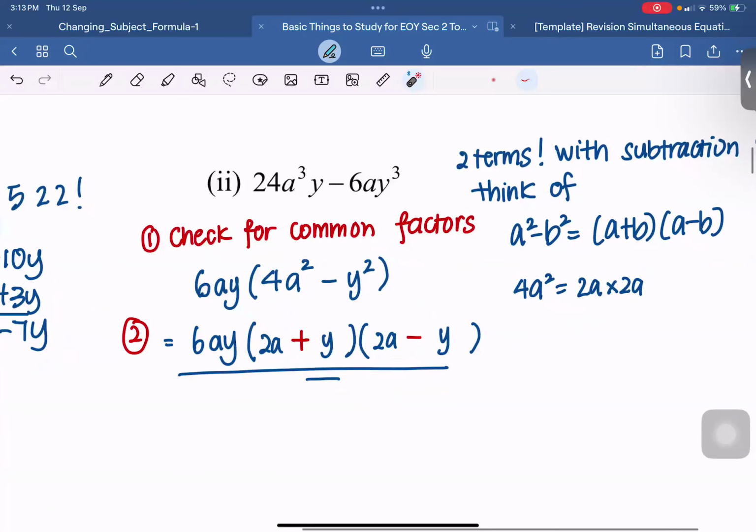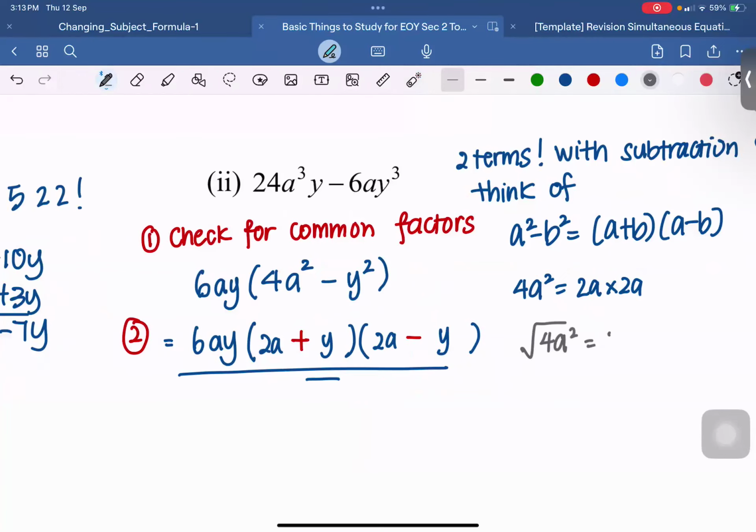Now when we have this, notice the number 4a squared is actually 2a times 2a. Or some of you like to think of it as the square root of 4a squared, which is the number 2a. Then you use the special product. The special product says it will be 2 brackets and 2 signs, 1 plus, 1 minus. So 2a times 2a to give you 4a squared, y times y to give you y squared. Then that's how you get your answer.